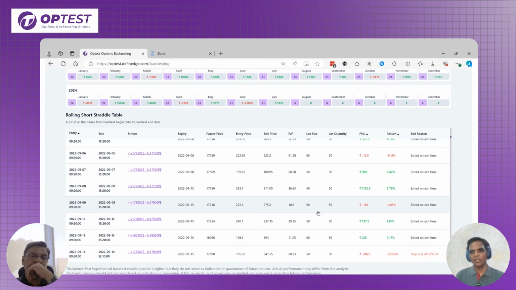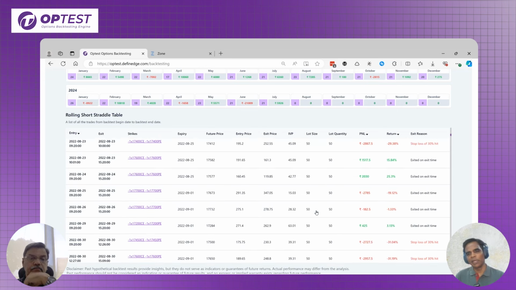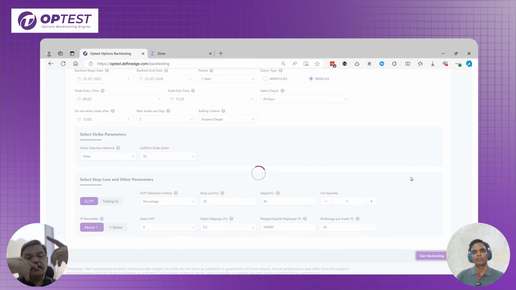Target price is not an issue. Maybe stop loss can be tweaked, can be made 20%. Let's see what happens if we make the tweak. We can go on and on, but these are the kind of changes which you can keep doing to see how it has performed.